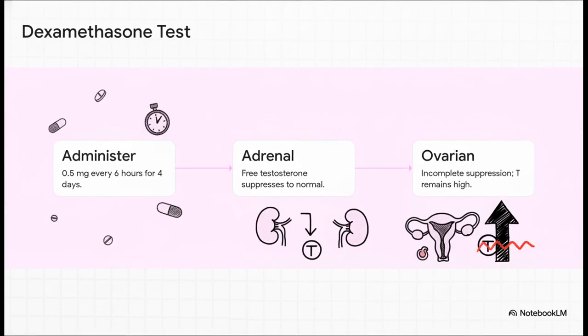And if you need to isolate the exact source of that excess androgen, remember that 50-50 split we talked about earlier? The dexamethasone suppression test elegantly splits the adrenal versus ovarian pathways. Here's how it works. You administer a low dose of dexamethasone for 4 days. If the excess androgen is coming from the adrenal glands, the dexamethasone suppresses ACTH and the free testosterone drops right back down to the normal range. But if it's an ovarian source, like severe hyperthecosis or a tumor, you're going to see incomplete suppression. That testosterone is going to stubbornly remain elevated.